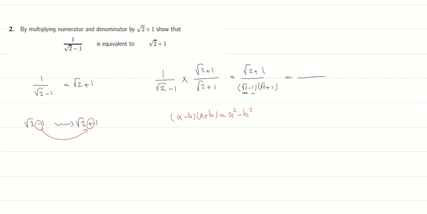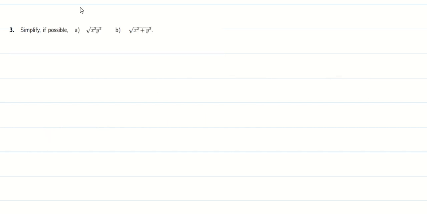So our top again would be equal to the square root of 2 plus 1. Our bottom would be equal to the square root of 2 squared minus 1 squared. And the bottom would be equal to 1, and the top would be equal to the square root of 2 plus 1, which is the value that we wanted to prove. So in here, we have more expressions to simplify. Let's look at part A.